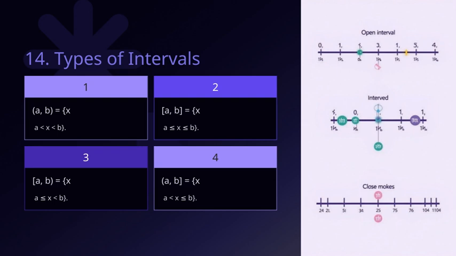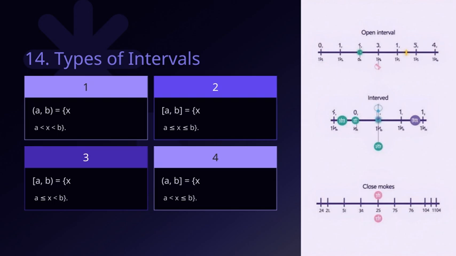Moving on, a ≤ x < b means x is at least a but less than b. Here, a is included, but b is not. This kind of interval is also half-open, but in the opposite direction. Finally, when you see [a, b], both endpoints are included, so x can be equal to a or b and everything in between. And conversely, (a, b) means x is strictly between a and b, excluding both endpoints.